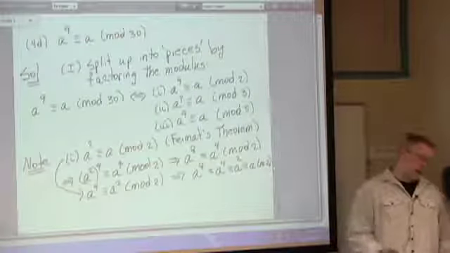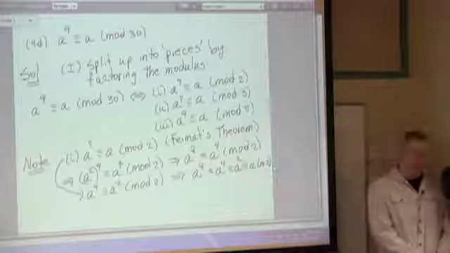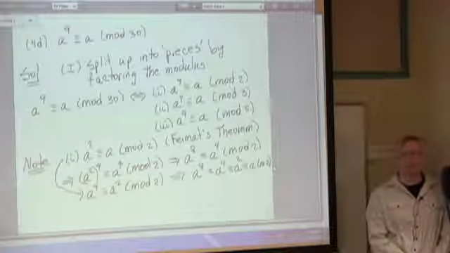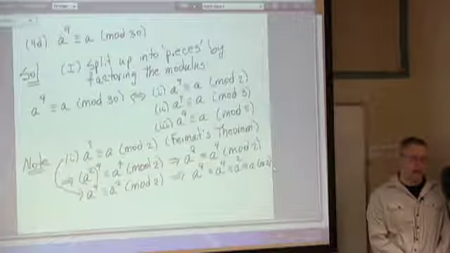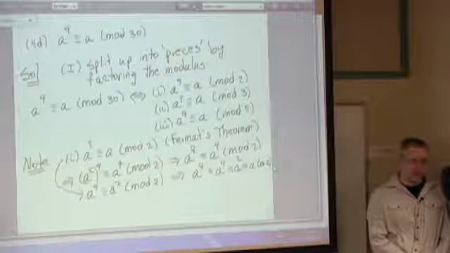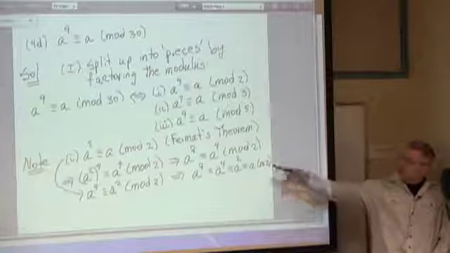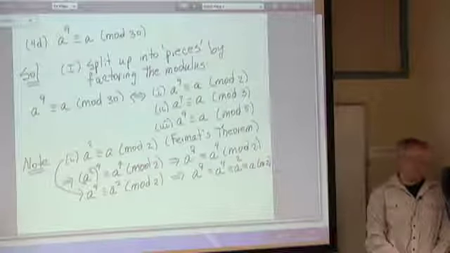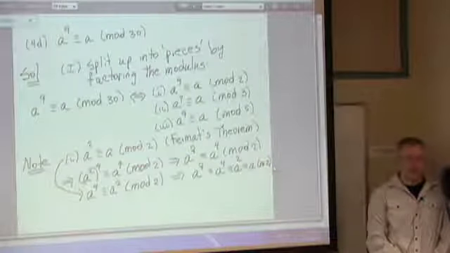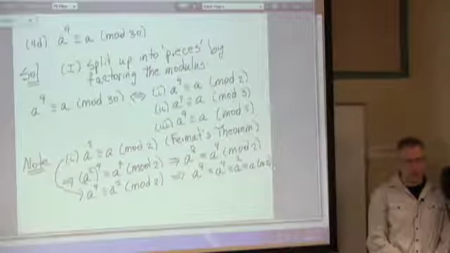And so I'm going to stop with this one, but you can see how this is going to play out. Once you know that a to the 8th is congruent to a mod 2, then a to the 9th is congruent to a squared, and a squared is congruent to a. Basically the point is once you know that a squared is a, then a to everything is a. Basically, that's what it boils down to.